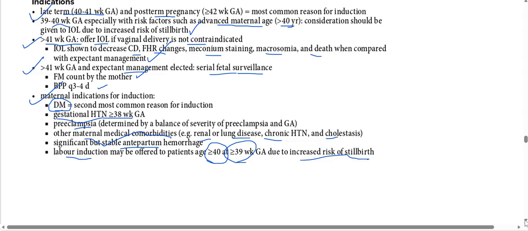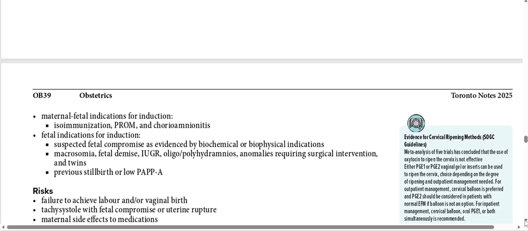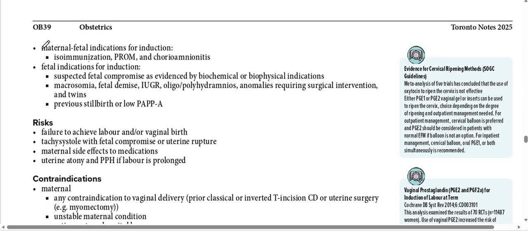This point was also repeated before. It's very important to remember that if the pregnant female's age is 40 or more than 40, and the gestation has already reached 39 or more than 39 weeks, we have to offer induction of labor because there is a risk of stillbirth. Then maternal-fetal indications for induction.